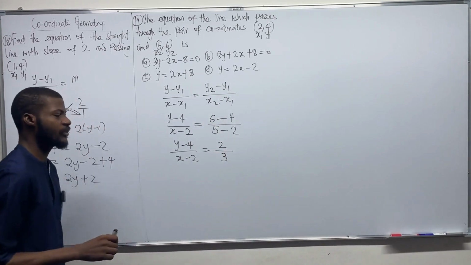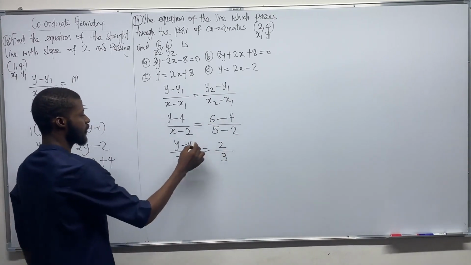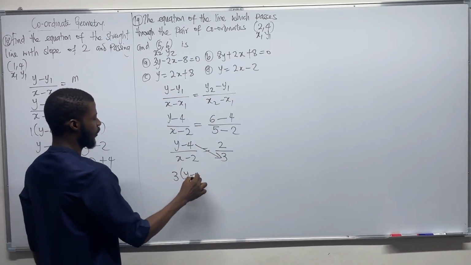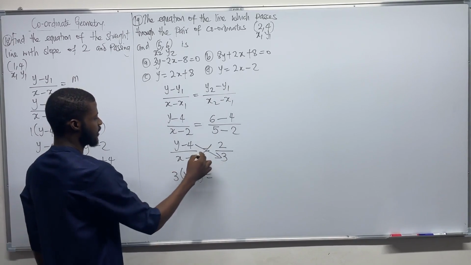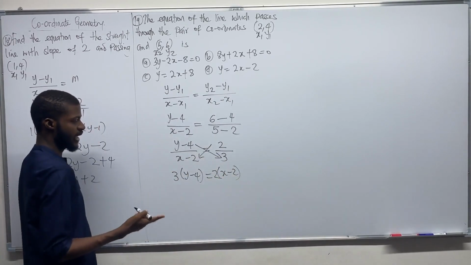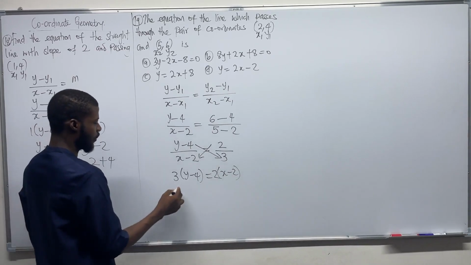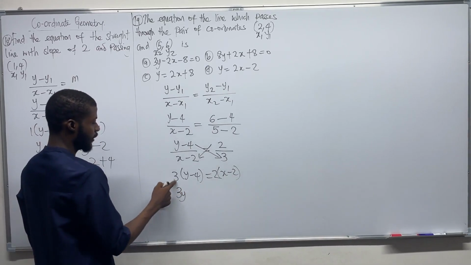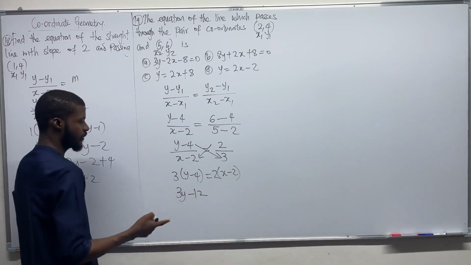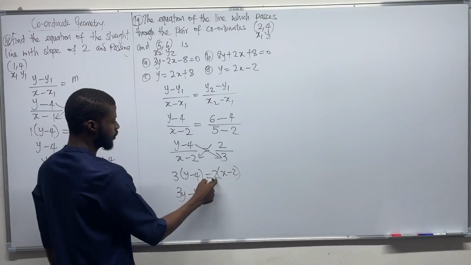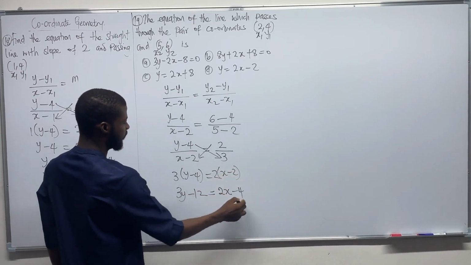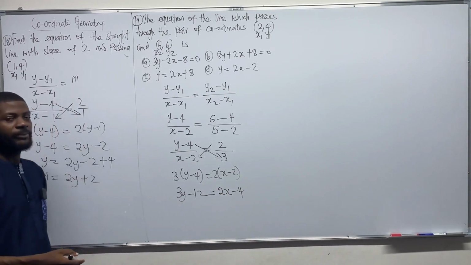So what do we do next? We cross multiply. So this with times this. So we're going to say this is 3 brackets y minus 4 equal 2 with times this. So that's 2 brackets x minus 2. So let us expand. 3 times y, that's 3y. 3 times minus 4, that's minus 12. So we're cross multiplying. Equal 2 times x, that's 2x. 2 times minus 2 is minus 4. We've succeeded in opening the brackets.